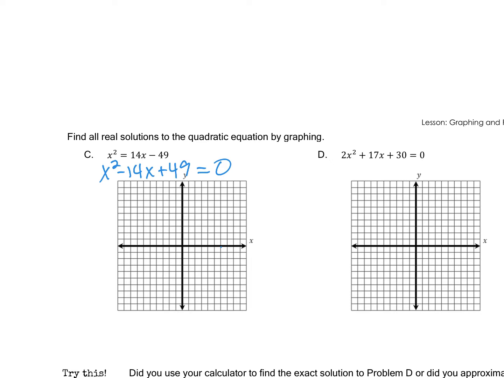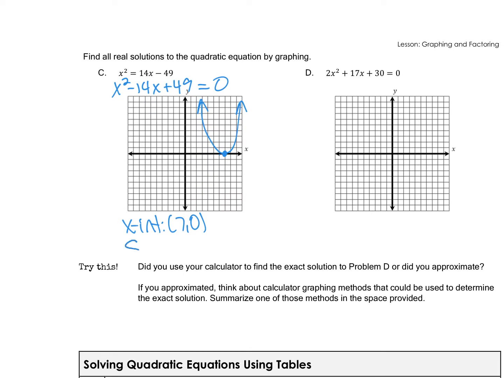That would mean that your vertex is your x-intercept. So this happens to be 7, 0 for your x-intercept, which means your solution, there's only 1 on this one, x equals 7. And remember to check it. You could always plug it back in for your x's on your original. Make sure the left side equals the right side. So a great way of checking it.